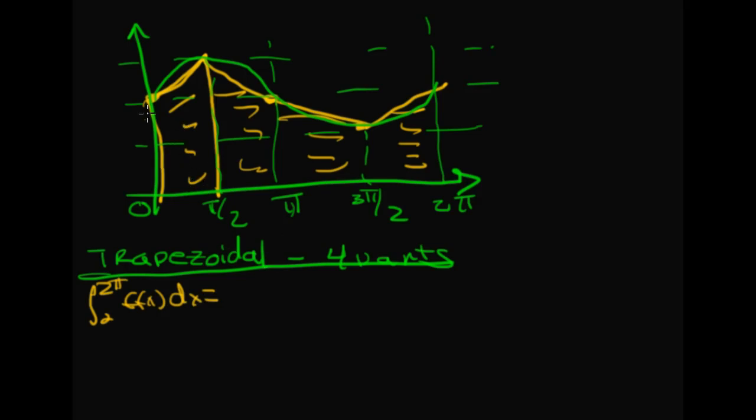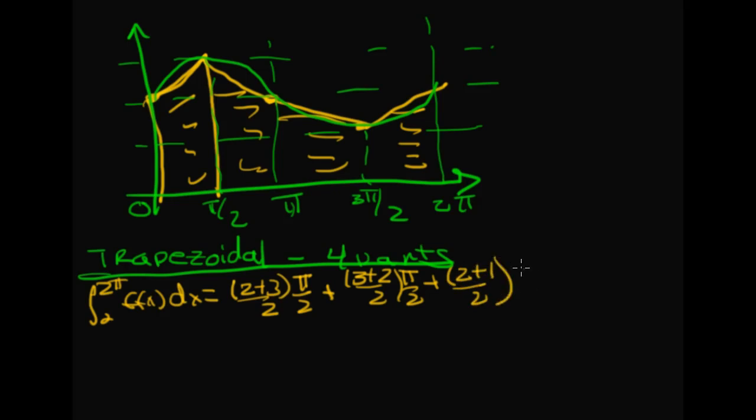So the first trapezoid has a base of (2 + 3)/2 and a height of pi over 2. The second one has a base of (3 + 2)/2 times pi over 2. This trapezoid has bases of (2 + 1)/2 times pi over 2. And this one has bases of (1 + 2)/2 times pi over 2.